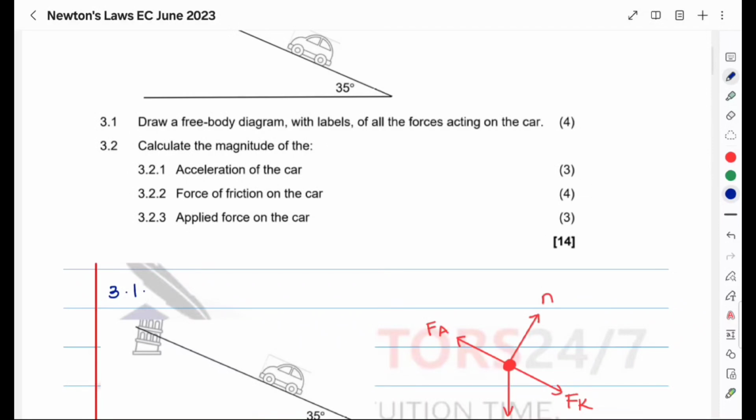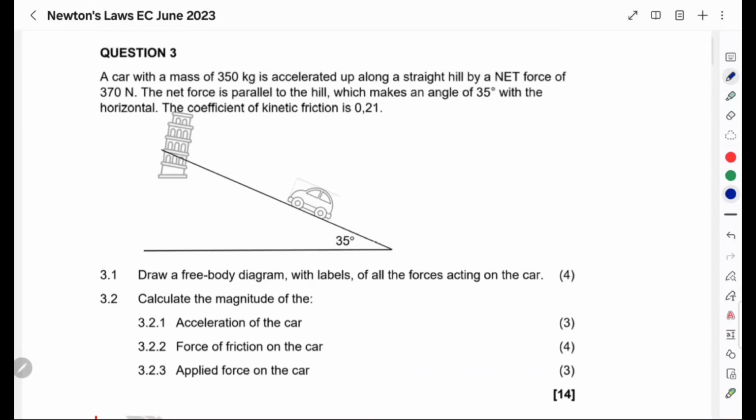Then we've got question 3.2.2. We need to calculate the magnitude of the frictional force on the car. So if we want to calculate frictional force, keep in mind we were given the coefficient of kinetic friction. So we're going to use the formula Fk is equal to mu k times N. We have the value of the coefficient of kinetic friction, which is 0.21.